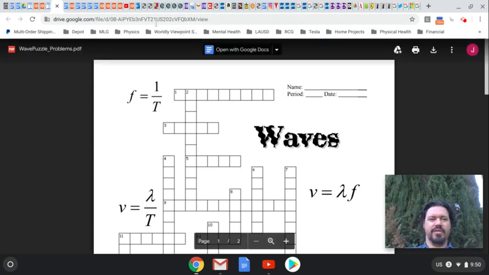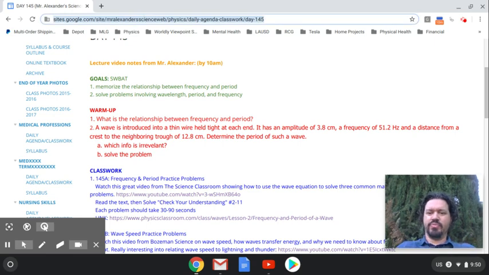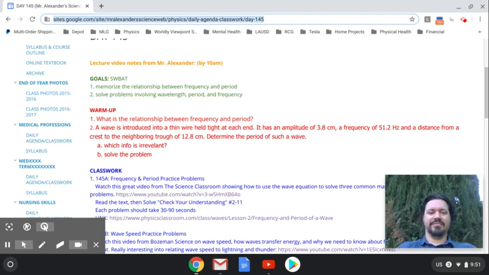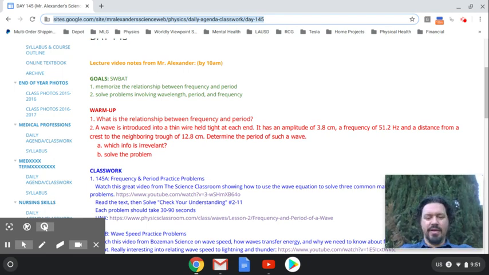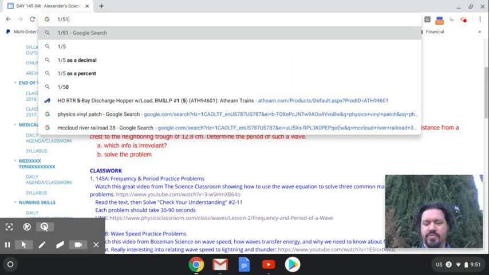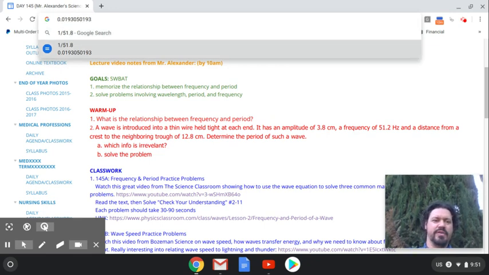Seems simple. The frequency was 51.2 hertz. That means that 51.2 waves go by in a second. That's a lot of waves. All right, really fast. Probably a little bit faster than what I just made with my tongue. All right, so 1 divided by 51.2 is a period of 0.019, all this business. I get 3 sig figs for this problem, so it's going to be this.